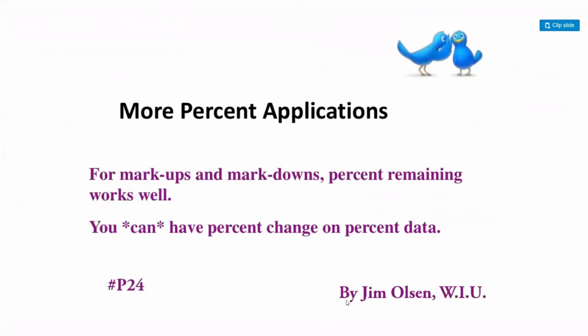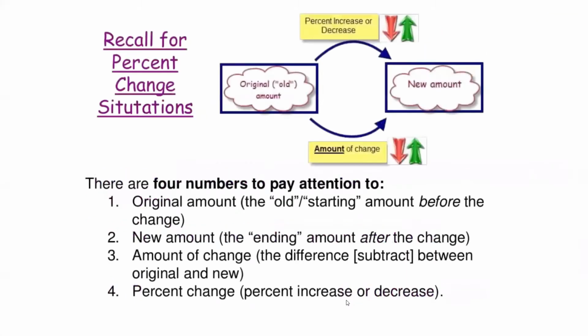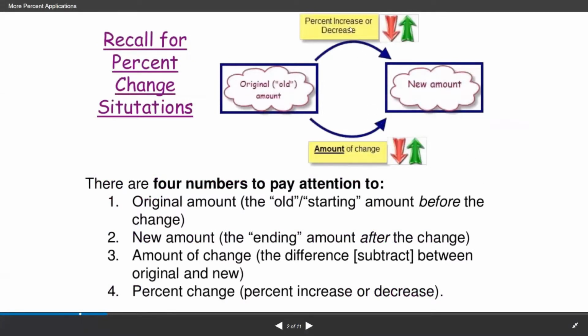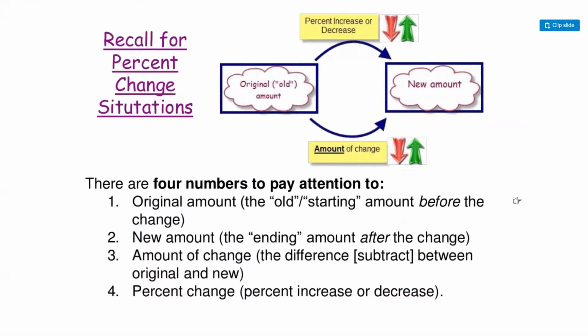So in this video, I'm going to be talking about markups, markdowns, and also how percent can actually be the units. We can have percent change on percent data. As a reminder, if we're doing percent change, it's nice to use a graphic organizer where we put the original amount in a box on the left, the new amount in a box on the right, the amount of change down here on the bottom, which is the difference, and the percent change up here. Typically, we know 2 of the 4 numbers, and we have to figure out the rest.